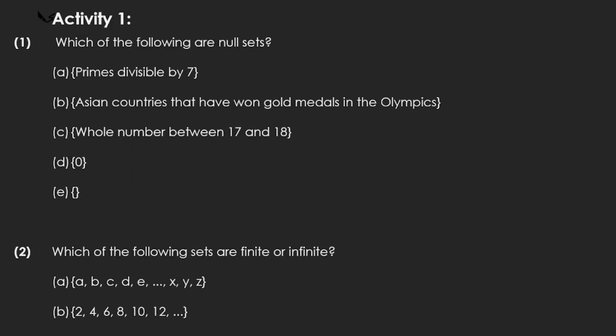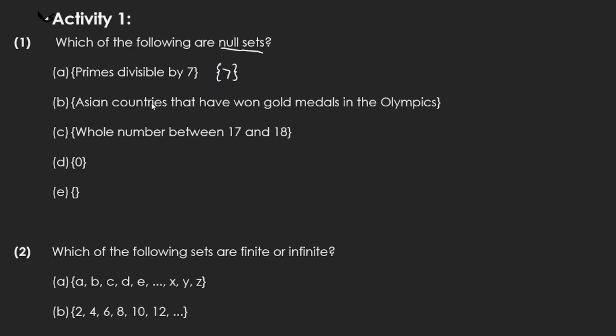Let's do an activity before we end. So we have here, which of the following are null sets? Remember, a null set is a set without any elements. We have here primes that are divisible by 7. Remember, prime numbers are divisible by 1 and itself. And we have 1 here, which is just 7. So this is not a null set.